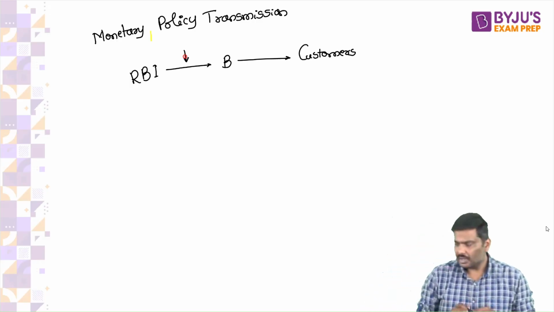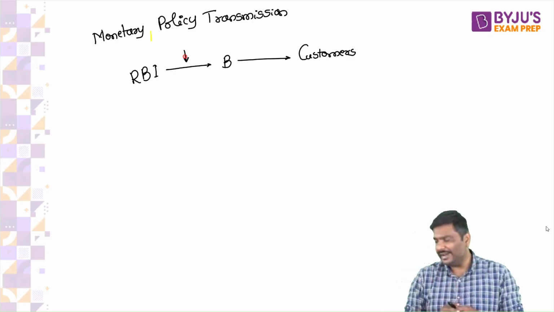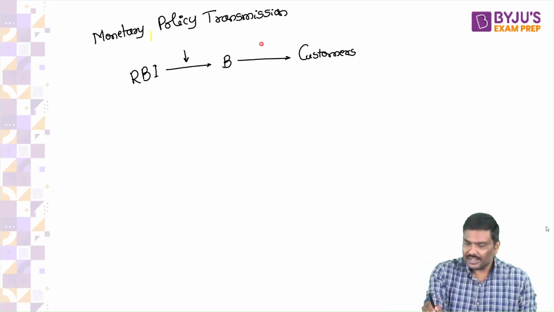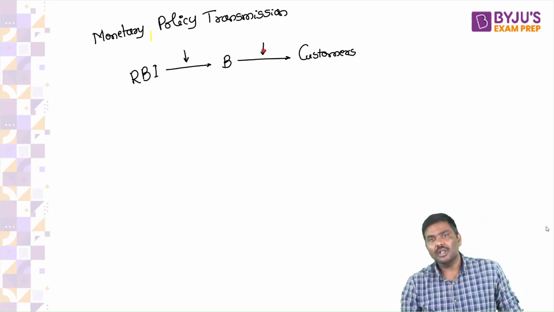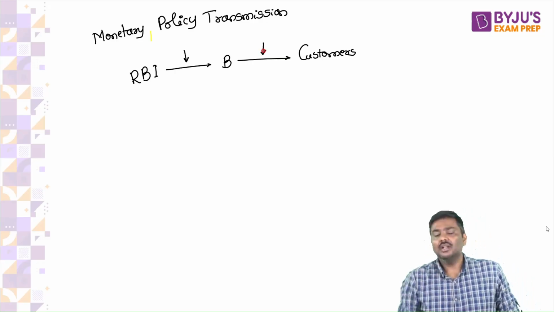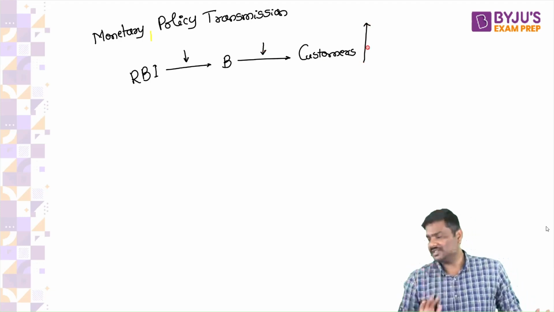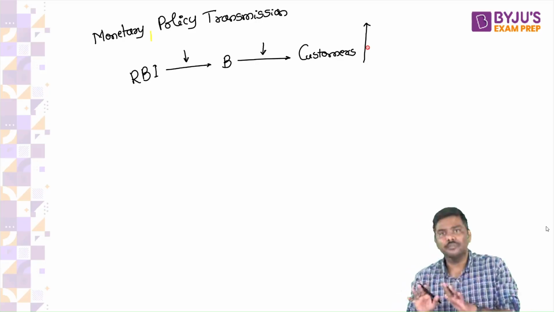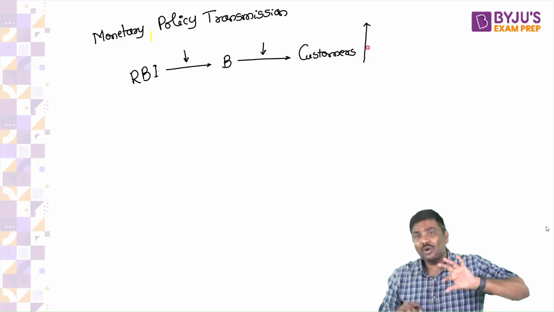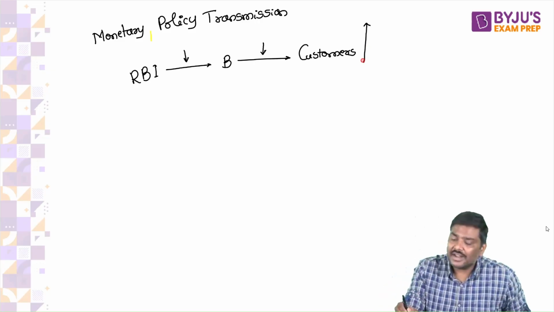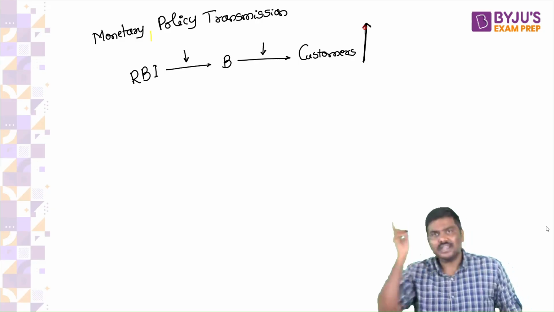Let me know. What do you think should happen if RBI reduces the rate of interest? Don't you think now the bank should also reduce its lending rate? Loans will become cheaper, more credit, more loans will be issued because of this. Anybody has a problem? What is the impact? If RBI reduces its lending rate, what is the impact? More credit will be issued at a lesser rate of interest by the banking sector.